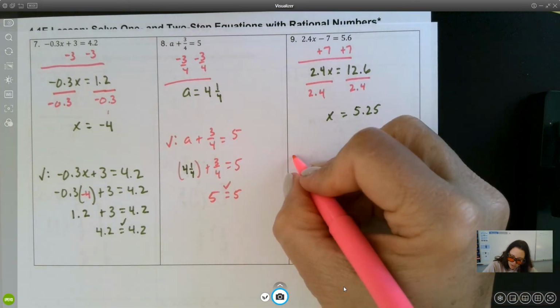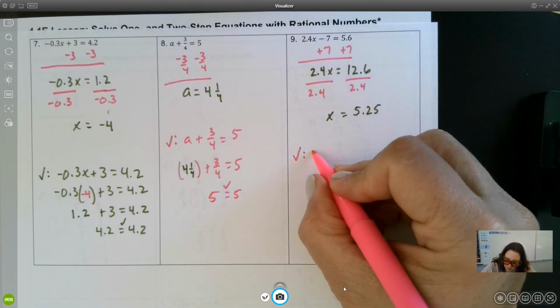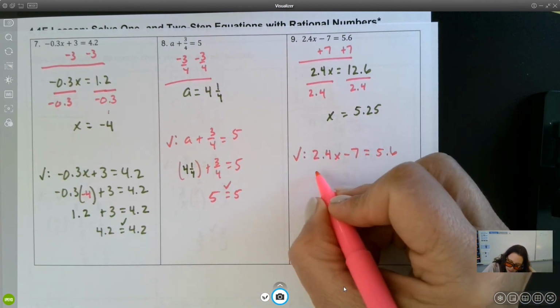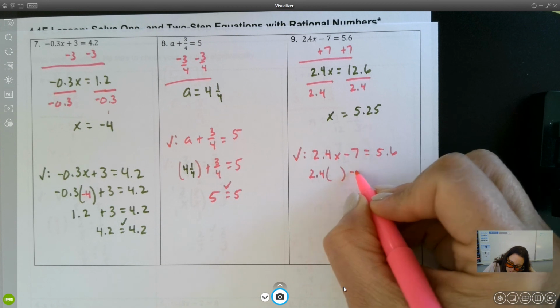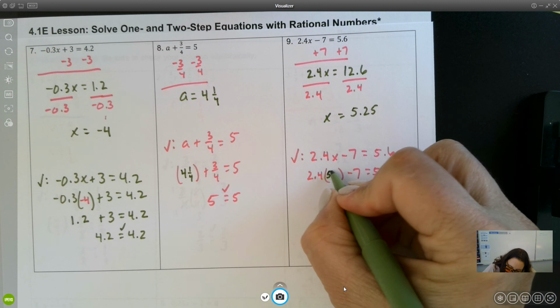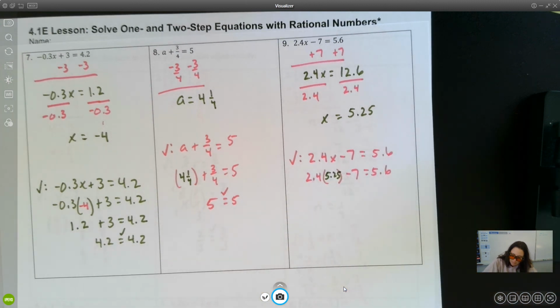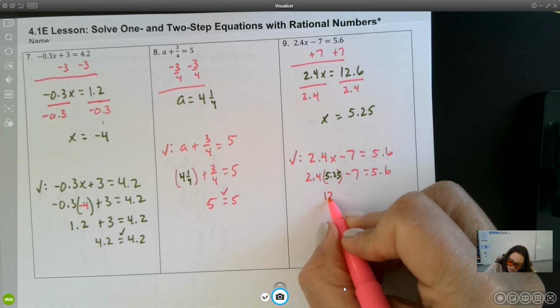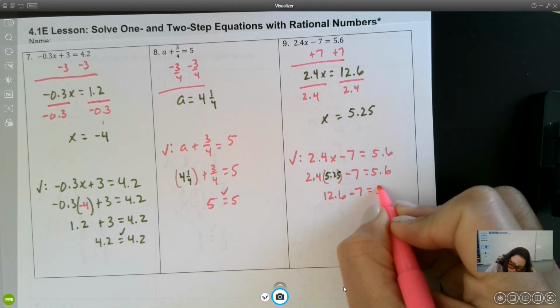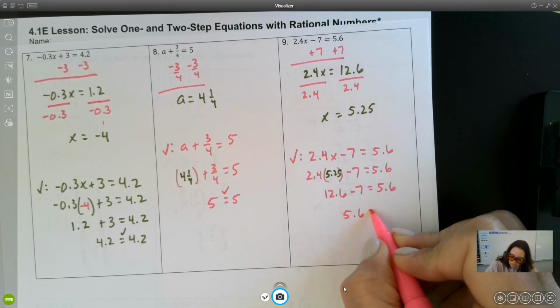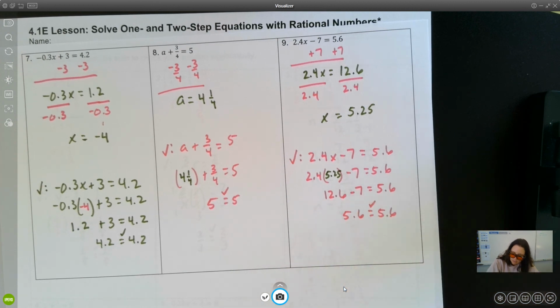Okay, now the check for this one, and calculator will be handy on this. 2.4x minus 7 equals 5.6. 2.4 parentheses minus 7 equals 5.6. Tuck in the 5.25. 5.25, multiply that by the 2.4. It's 12.6 minus 7 equals 5.6. 12.6 minus 7 is 5.6. 5.6 does in fact equal 5.6.